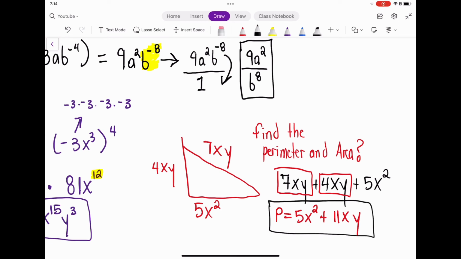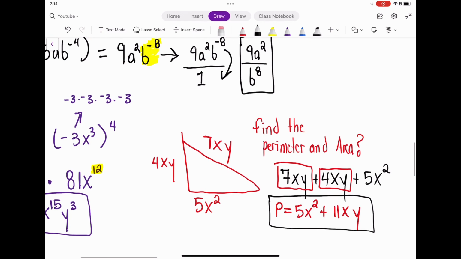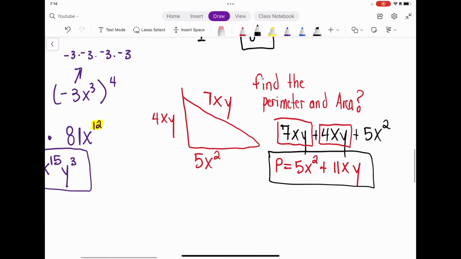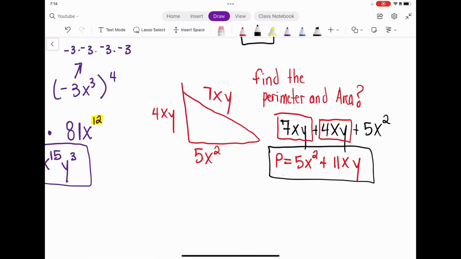But let's say we were asked about the area. The first thing with the area is we have to know the formula. So for a triangle, area is equal to 1/2 times the base times the height. And the order that we multiply in does not matter. We'll get the same answer.